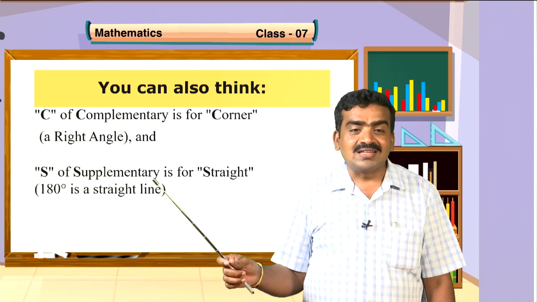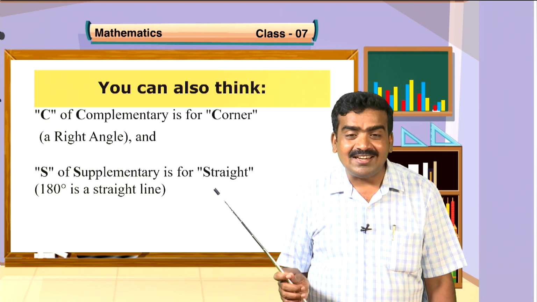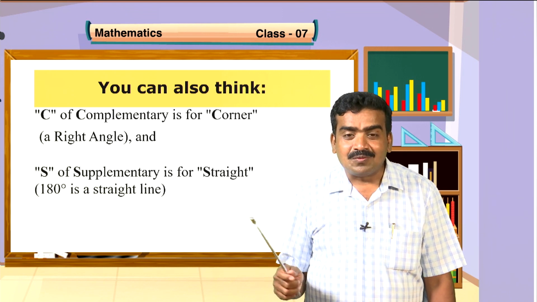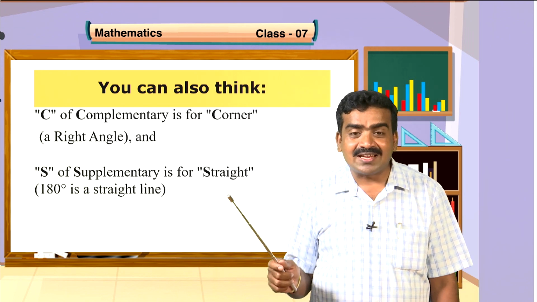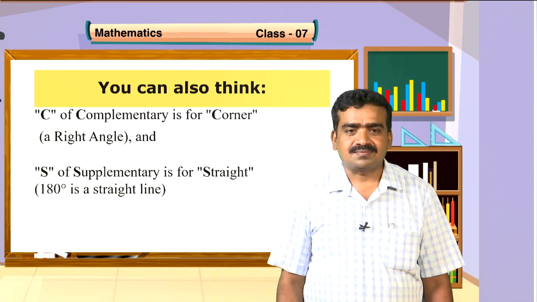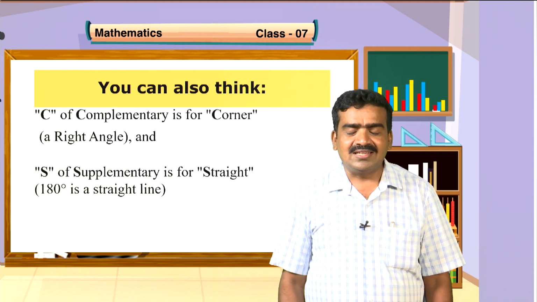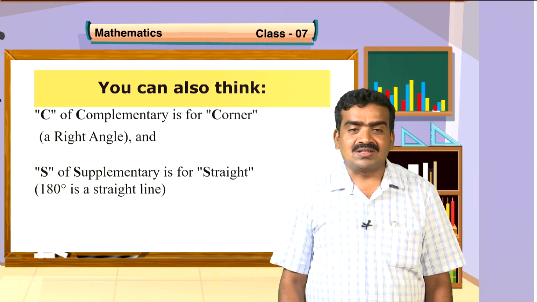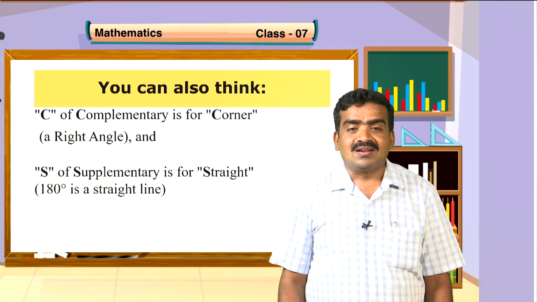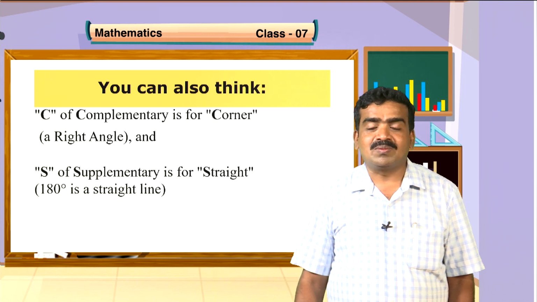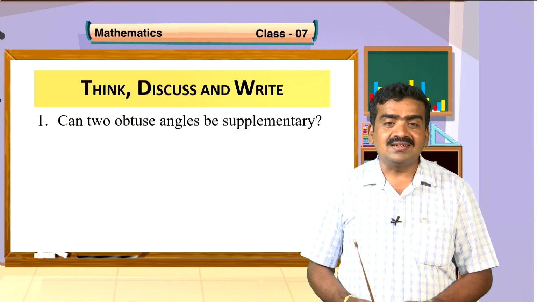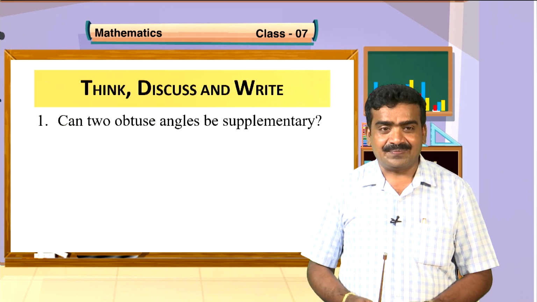What about supplementary? S of supplementary is for straight. What does straight mean? Straight line. What is the measure of a straight line? What is the angle measure of a straight line? You are right. It is 180 degree. This is how we can easily remember the definition of complementary angle and supplementary angle. Now, think, discuss and write.